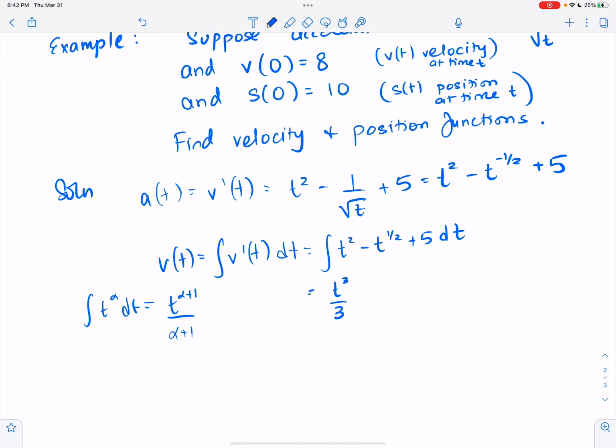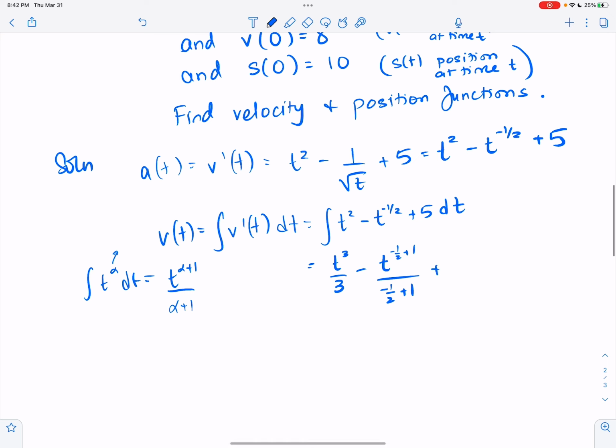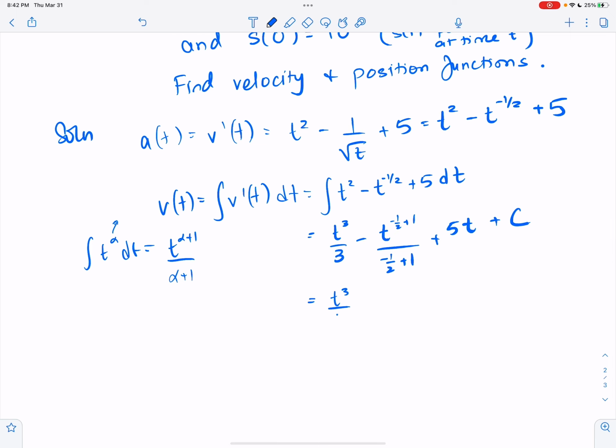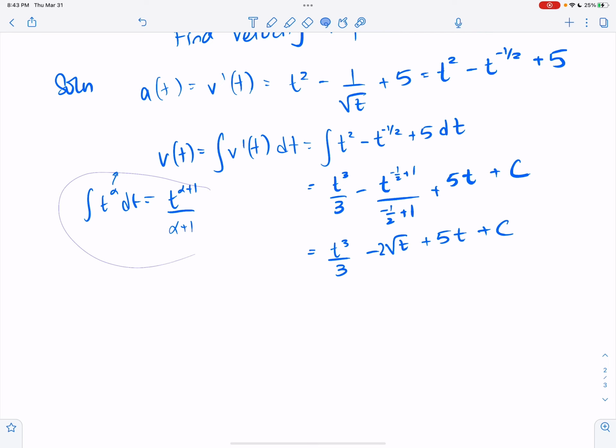So this is t cubed over 3. Oh, this is a negative 1/2, sorry. What is t to the negative 1/2? Now, for the integral of that, you have your alpha be negative 1/2. So negative 1/2 plus 1 over negative 1/2 plus 1, plus what's the integral of 5? So what do you differentiate to get 5? 5t, and then you put one c for all of them together. Okay, so let me rewrite this better: t cubed over 3 minus square root t over 1/2, so 2 square root t, plus 5t plus c. All right, so that's your velocity function.